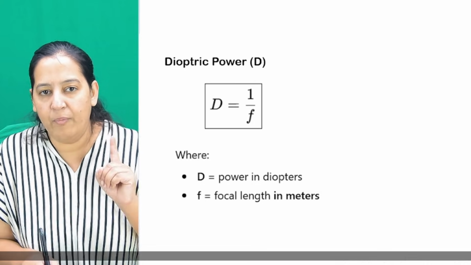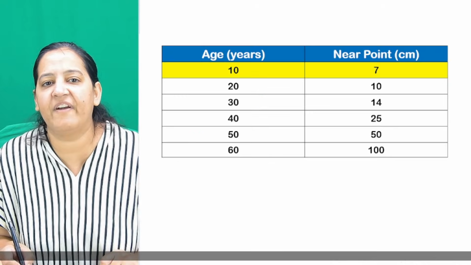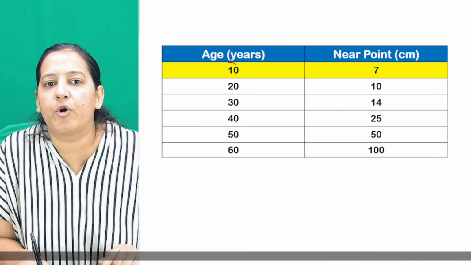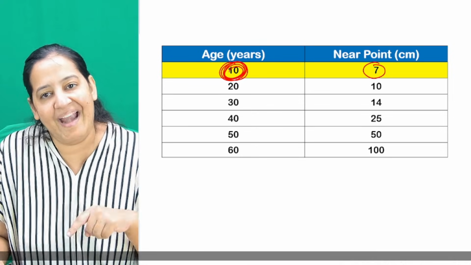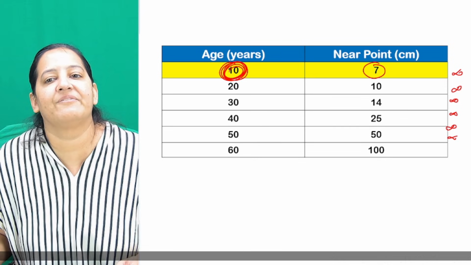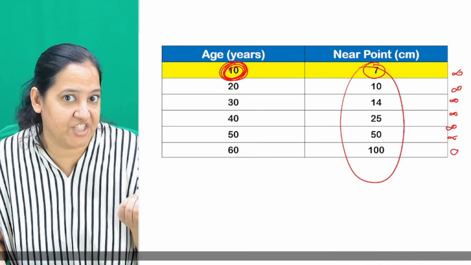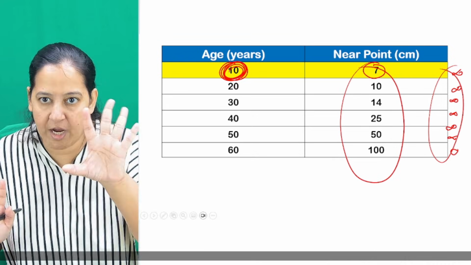So you know how we calculate power. It's 1 upon f, no? That's why I said 1 upon infinity. If I calculate the amplitude of accommodation at 10 years of age, the near point is 7 centimeters, and the far point is always infinity. Far point is infinity at all ages. Near point changes with age, but far point doesn't change with age. It's always infinity for an emmetropic eye. We are talking about the emmetropic eye.